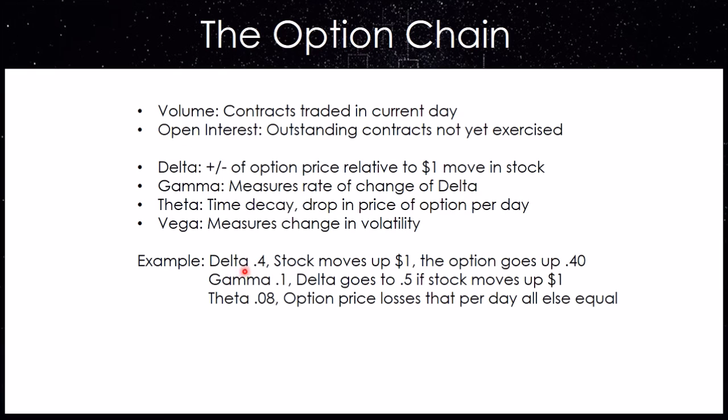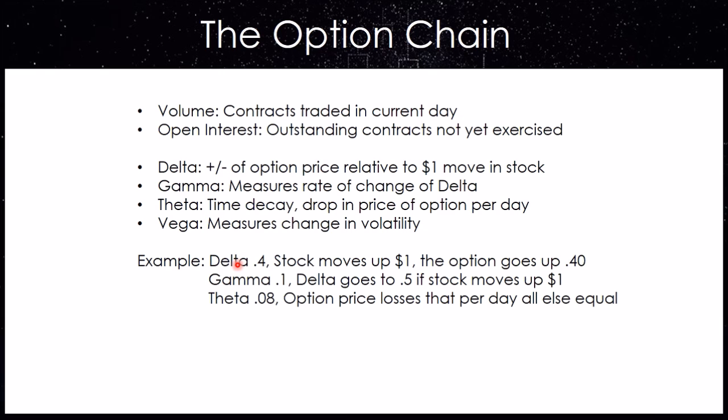Let's say the delta is 0.4 of the option I'm looking at. So that means, let's say it's Apple. Apple is at $100 and the delta is 0.4. So if the stock goes up to 101, that means the value of the option is going to go up 40 cents. If the stock goes down to 99, the value of the option is going to drop by 40 cents. The gamma, let's say that was 0.1, that means if Apple goes up to 101, the delta is now going to go up to 0.5. And vice versa, if it goes down to $99, the delta is going to go down to 0.3. So the gamma is completely related to delta.